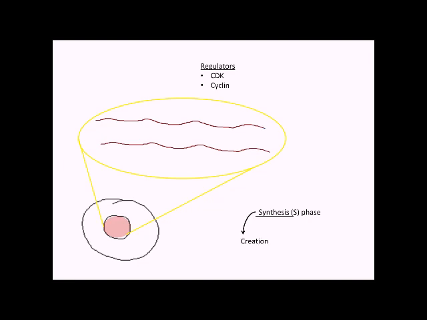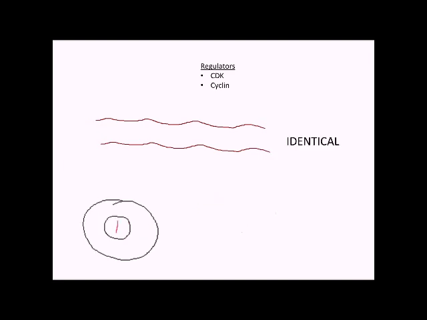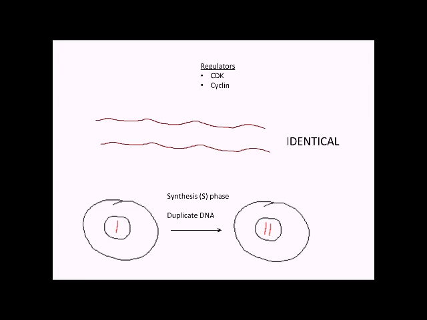Synthesis basically is just a fancy word for creation. So what we're basically doing is creating a second strand of DNA in this phase. Again, those strands are going to be identical. We're going to see our cell right there with a single strand go through the synthesis phase and end up with 2 strands.